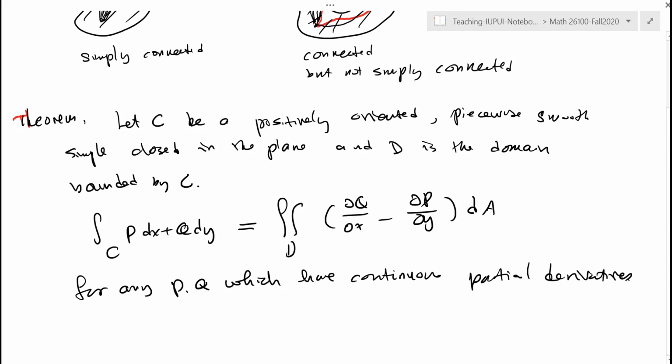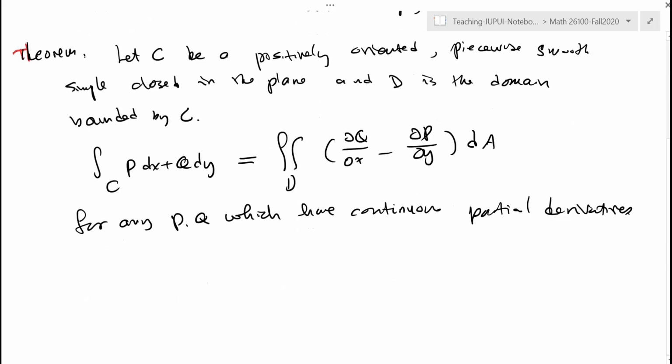Now, let me explain what positively oriented is. A curve is positively oriented if it goes counterclockwise. Okay, it's closed. Piecewise smooth means it may have some cusps, but it consists of several pieces, could be like a square.